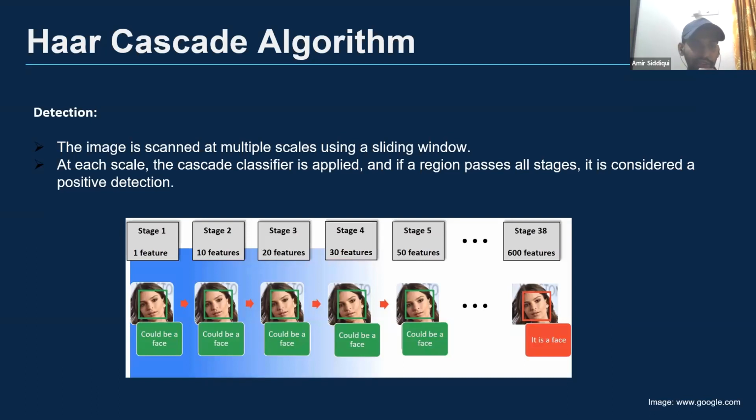Those are nothing but features. So it will start with that, and with just one feature it will not be sure, but it will say, yeah, it could be a face. Then it will get more features, and again it will say, yeah, it could be a face. And as the number of features increases, it finally says with confidence, yeah, this is a face, and I am very confident about it. So this is how this algorithm works.